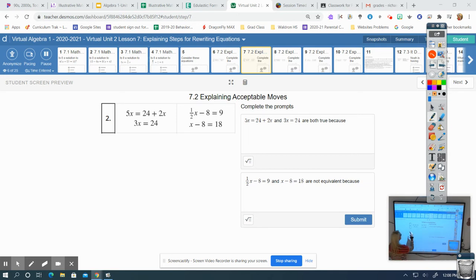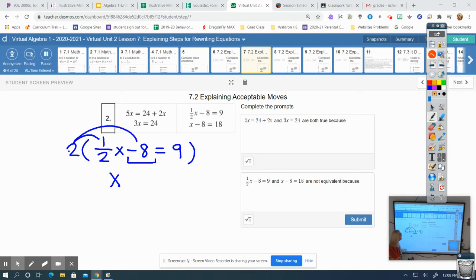For the second one, it's a little more tricky here. We have 1/2 x minus 8 equals 9. And so what they tried to do, if you could have figured it out, 9 doubled and 1/2 went away. So they tried to multiply everything by 2. So 2 times 1/2 gives us x, because anytime you're multiplying a fraction by the denominator, it cancels out for you. But what they forgot to do was distribute it to this middle term of -8. So 2 times -8, we should have had -16, and then 2 times 9 gives us 18.